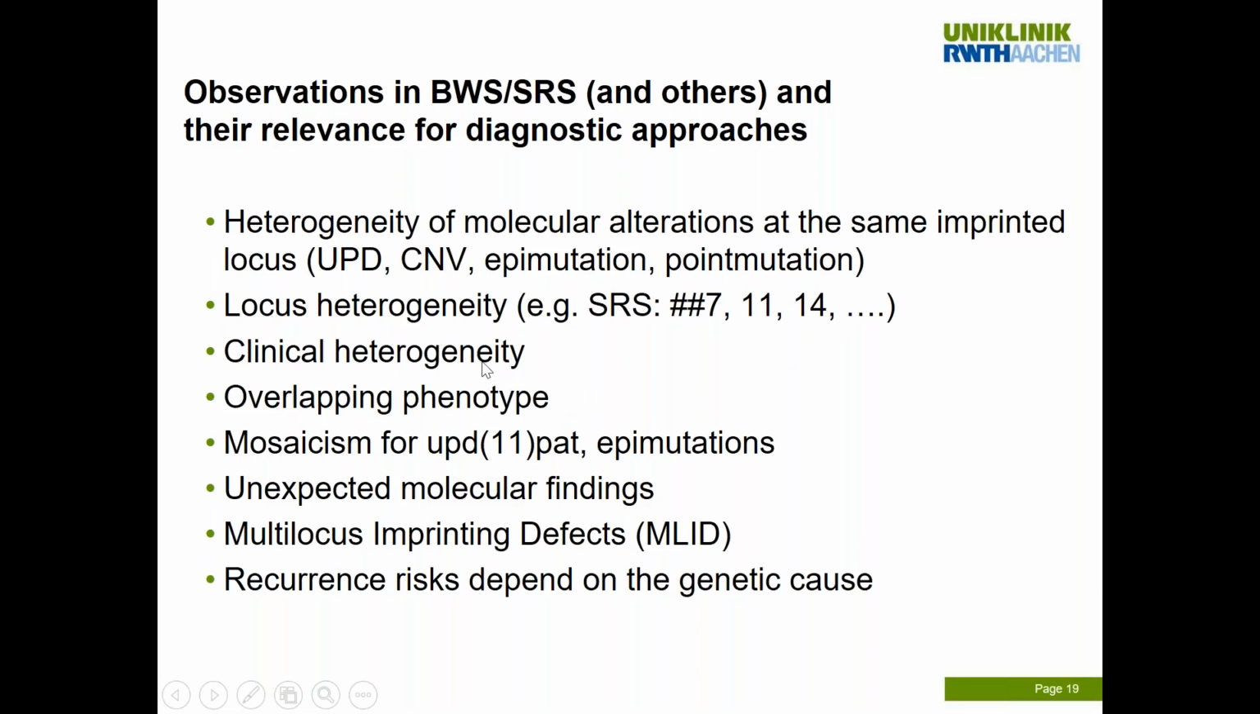We have a broad clinical heterogeneity. It's not that easy to diagnose these patients clinically. We have overlapping phenotypes. We have mosaicism, at least for UPD11 and the epimutations, which might make the diagnosis more difficult because they modify the phenotype. We have unexpected findings. We have multi-locus imprinting defects. And finally, the question we have to answer as human geneticists: we might have increased recurrence risks.